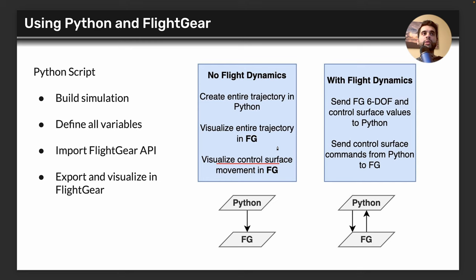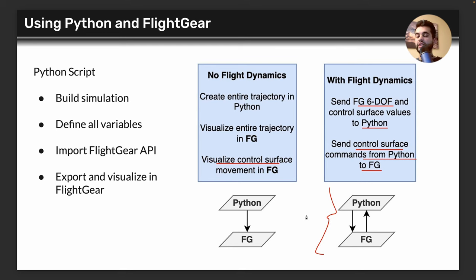If you do have flight dynamics, however, you can send and receive commands into Python where you send the 6DOF, which is the aircraft's position and orientation, to Python. You do some processing and then you send the control surface commands from Python back into FlightGear. For example, this would be representative of an autopilot where you have a two-way communication. It's a feedback loop, as you can see in this picture here.